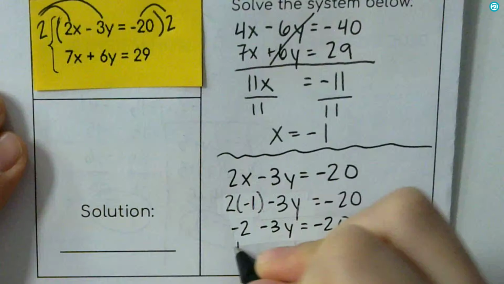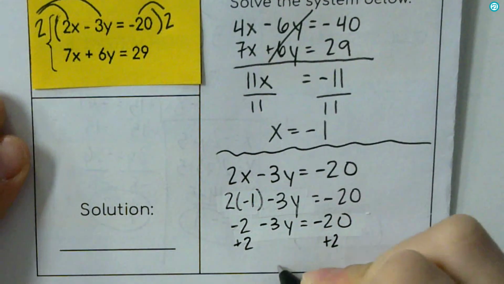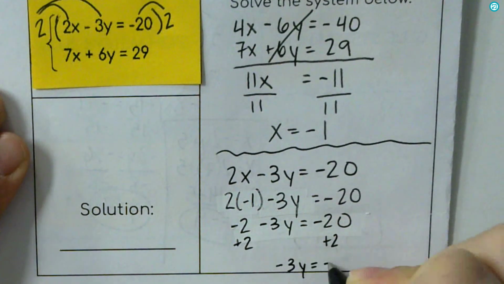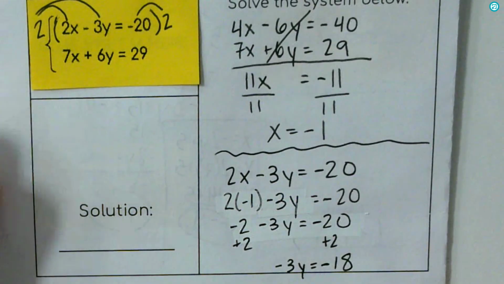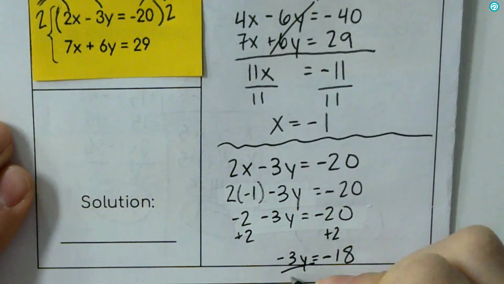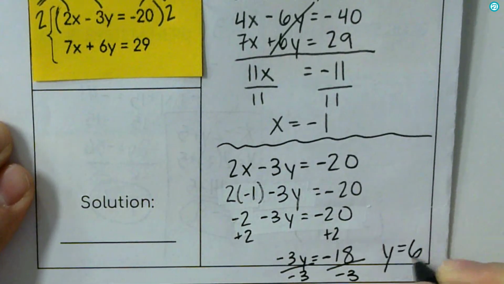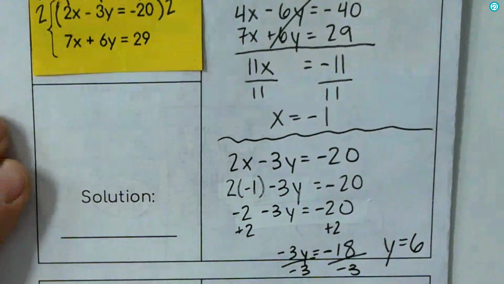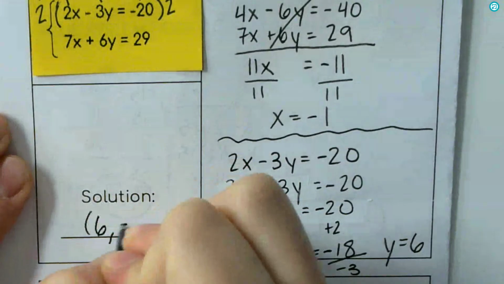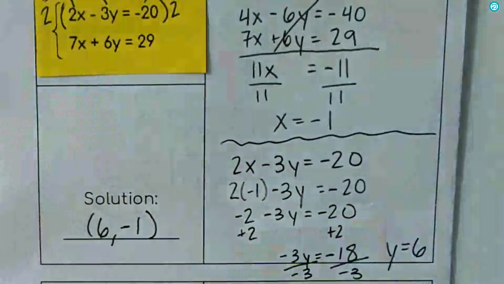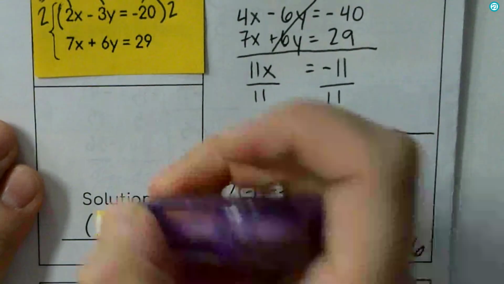We can add 2 to both sides. We've got negative 3y equals negative 18. I'm running out of time. We divide both sides by negative 3. We get y equals positive 6. So go ahead and write your answer as an ordered pair. 6, negative 1. The bell's literally going to ring right now. I messed up again. Oh, it's negative 1, 6.